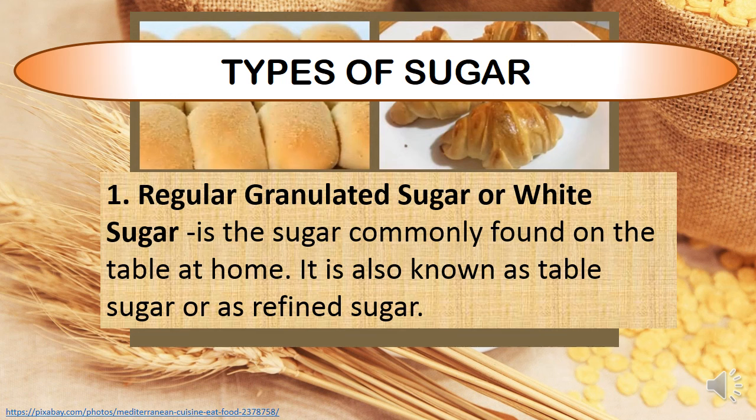Types of sugar. The first type of sugar is regular granulated sugar, also called white sugar. It is the sugar commonly found on the table at home. It is also known as table sugar or as refined sugar.